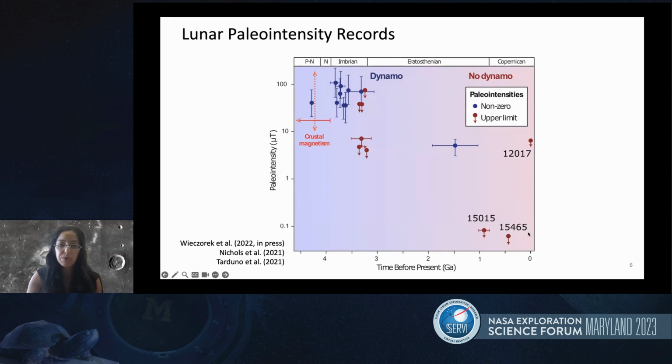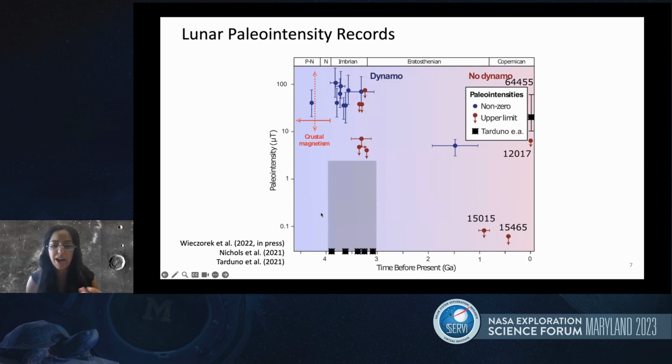A couple of years ago, there was this paper by Tarduno et al. that interestingly found that fragments from some of these older samples, that in some cases have ages roughly overlapping with the high field period in lunar history, did not contain stable remnants. This paper tried to argue that these samples recorded a zero field, but the way we interpret it is that it actually places an upper limit on the field of about 2 microtesla. So it's not necessarily zero.